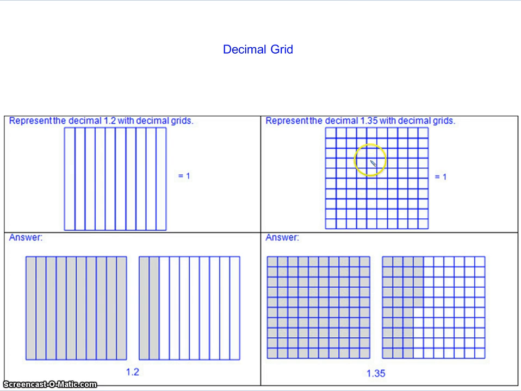You can do the same thing with hundredths. The only difference is this time, for your whole, you need a grid that shows 100 spaces instead of 10, like we had before. So again, if I want 1.35, I'm going to shade in 1 whole grid, and then I'm only going to shade in 35 of the squares on the next grid to represent 0.35. So it's 35 out of 100. Okay? So this is how you do it using decimal grids.